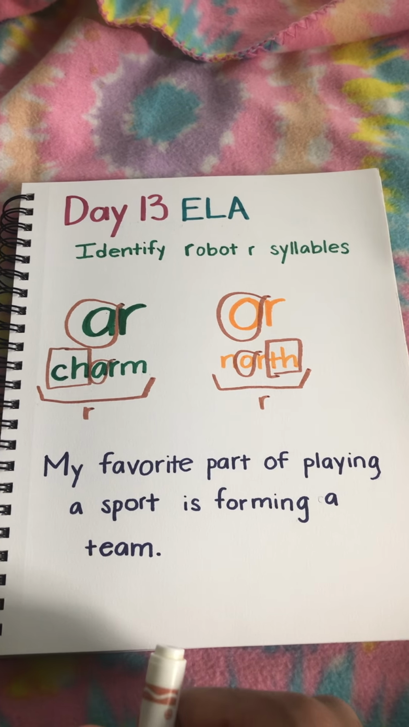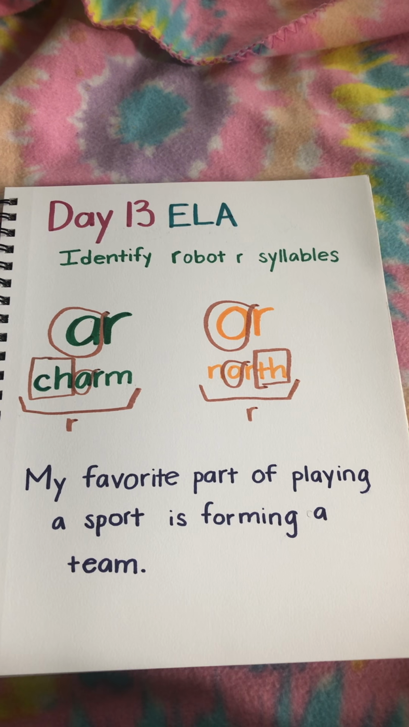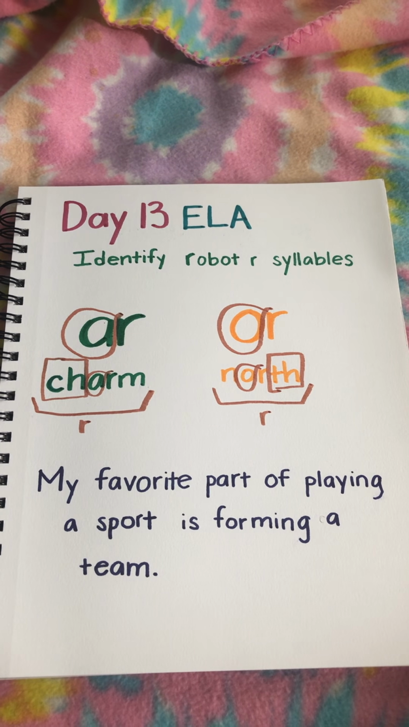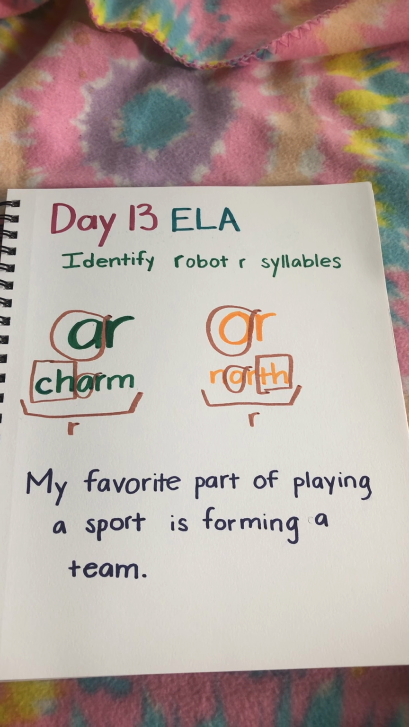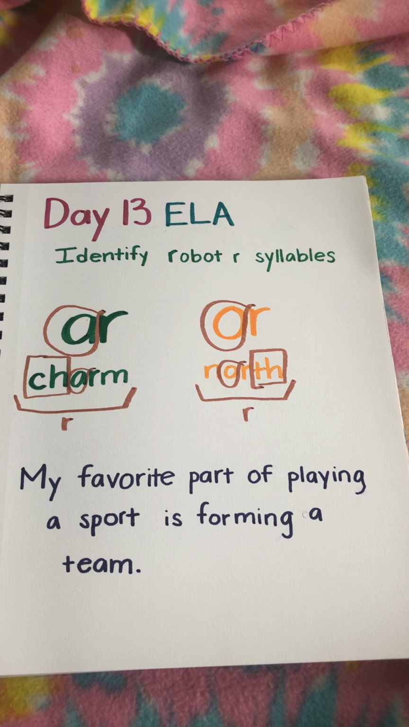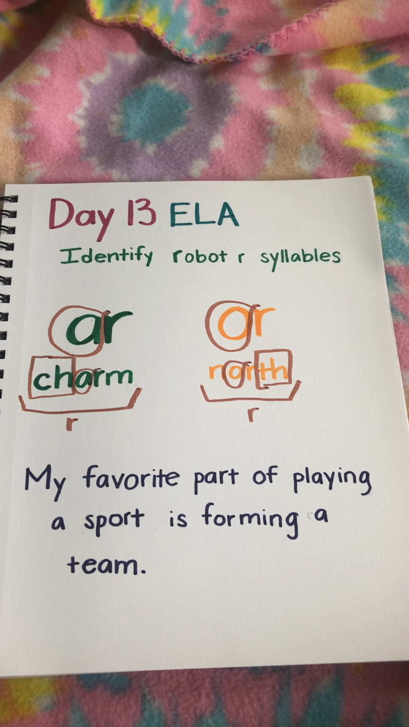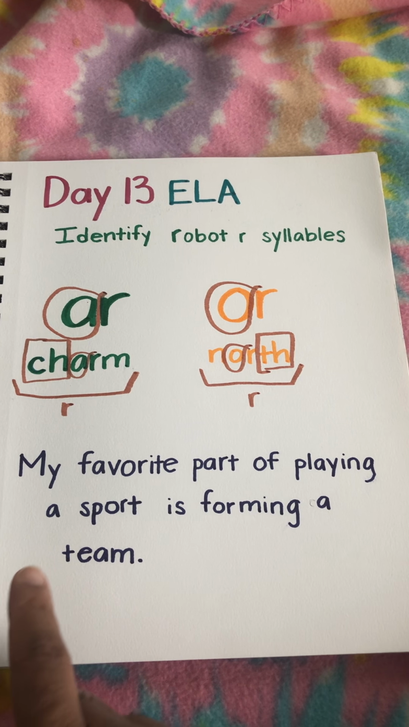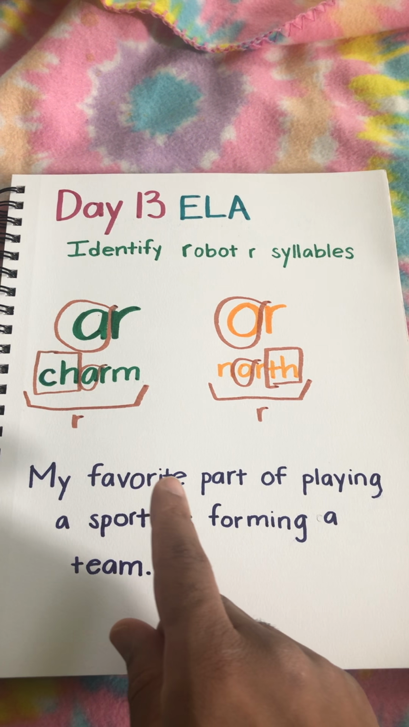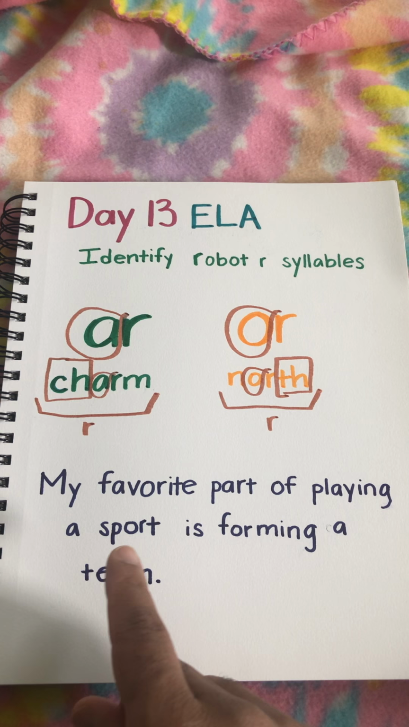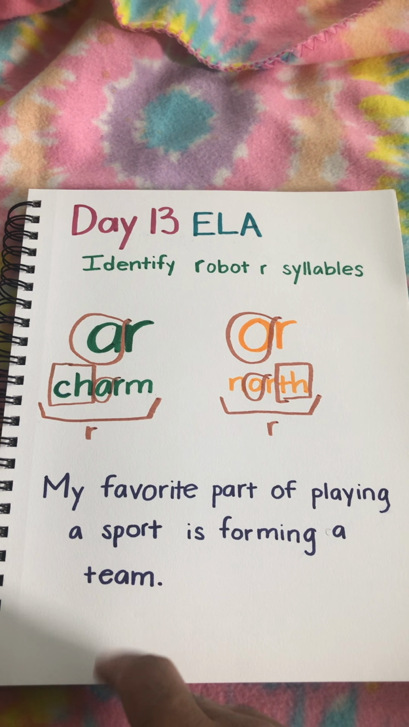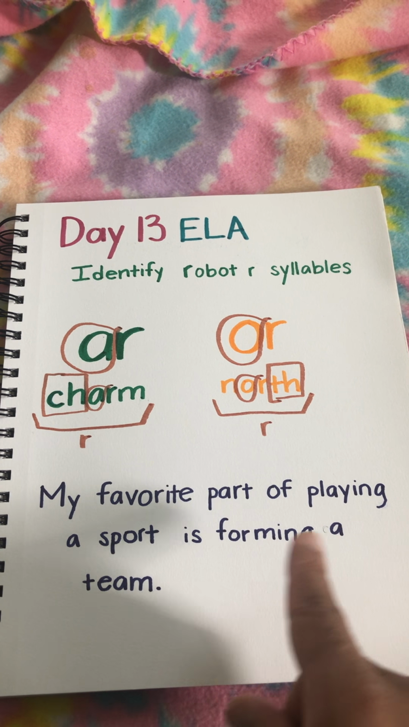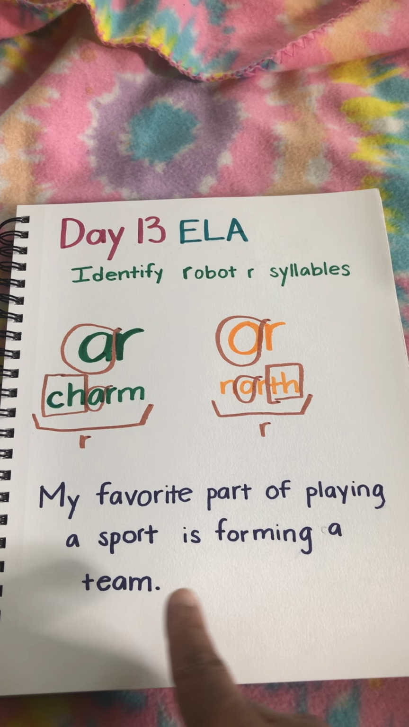Okay? So, to help me practice identifying these robot R syllables, I'm going to take a look at our sentence created here. I'm going to read the sentence first, and then I'm going to go back to look for examples of our vowel stealing robots. Our sentence reads, "My favorite part of playing a sport is forming a team." I'll read that again. My favorite part of playing a sport is forming a team.